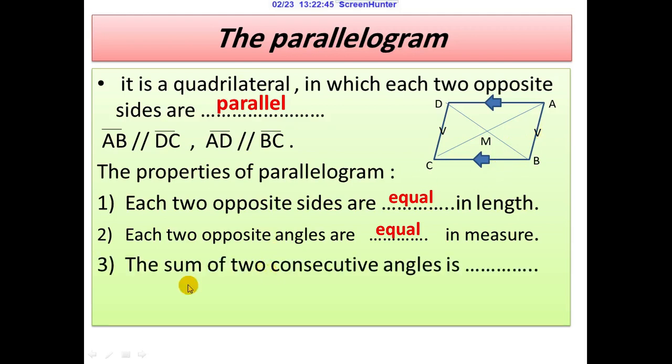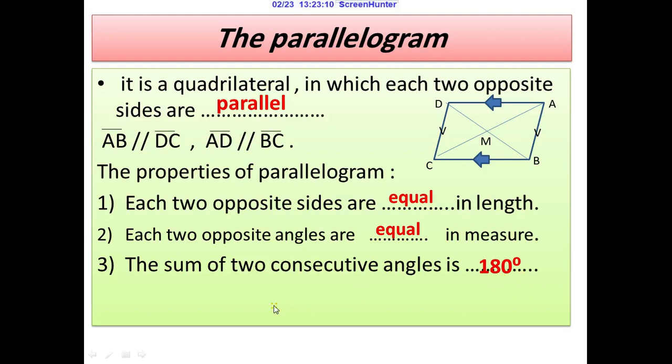Number 3, the sum of two consecutive angles is what? What is the meaning of consecutive angles? I mean, for example, angle A and angle B here are two consecutive angles, and we can also say angle A and angle D are two consecutive angles. Their sum must equal what? In the parallelogram, their sum must equal 180 degrees.